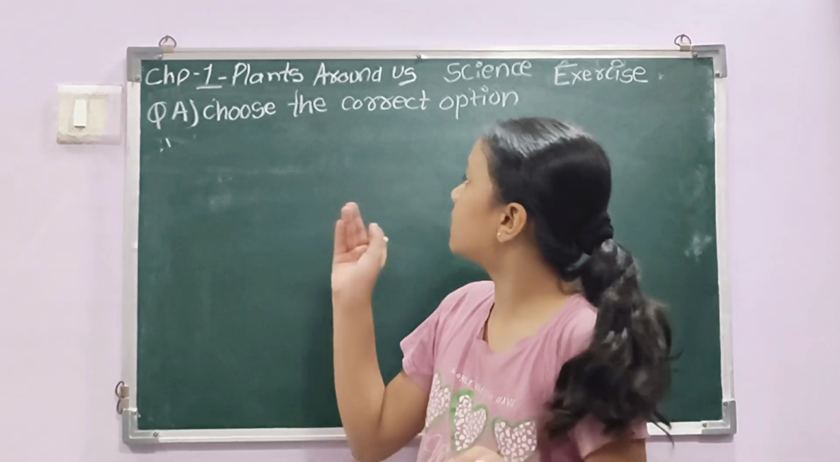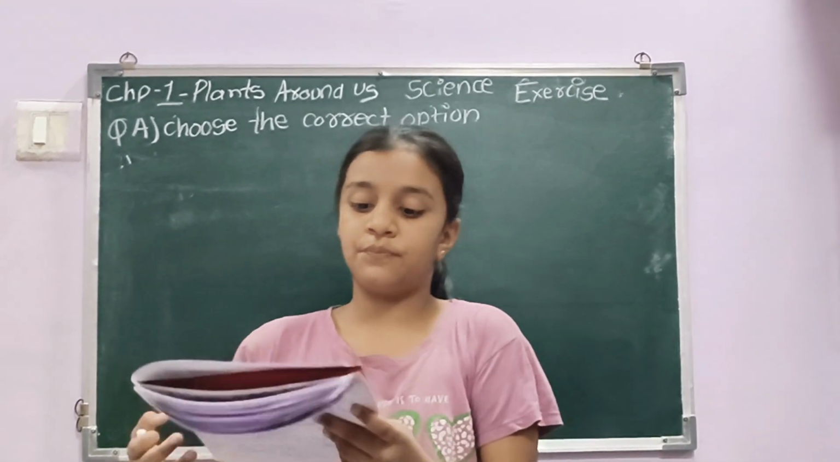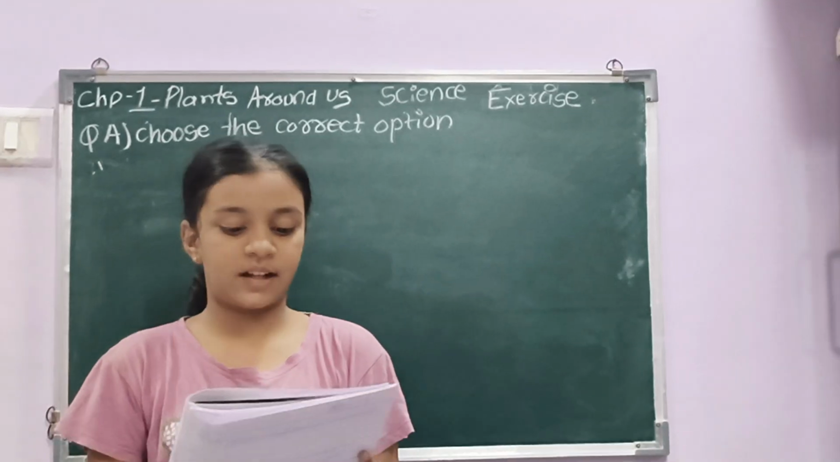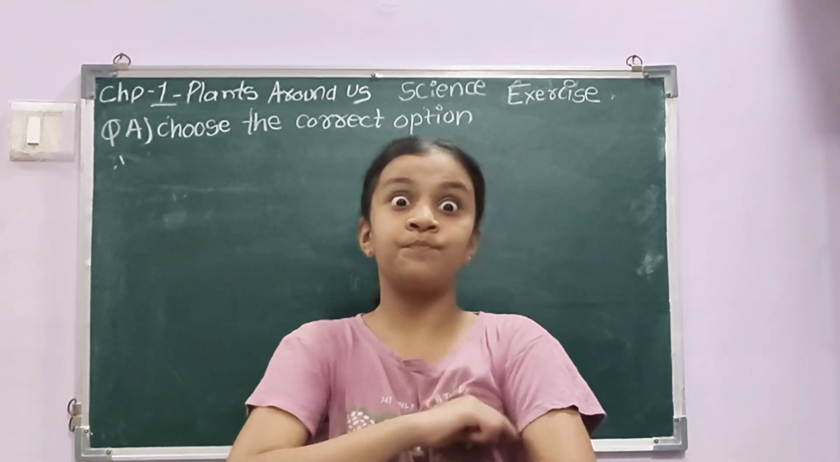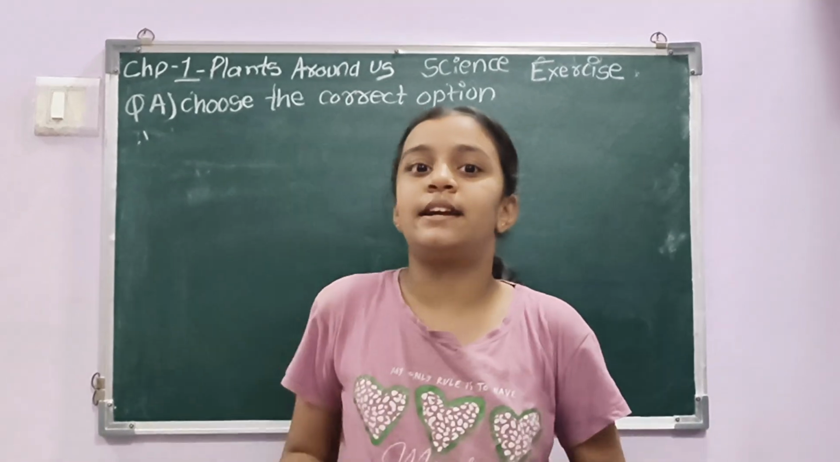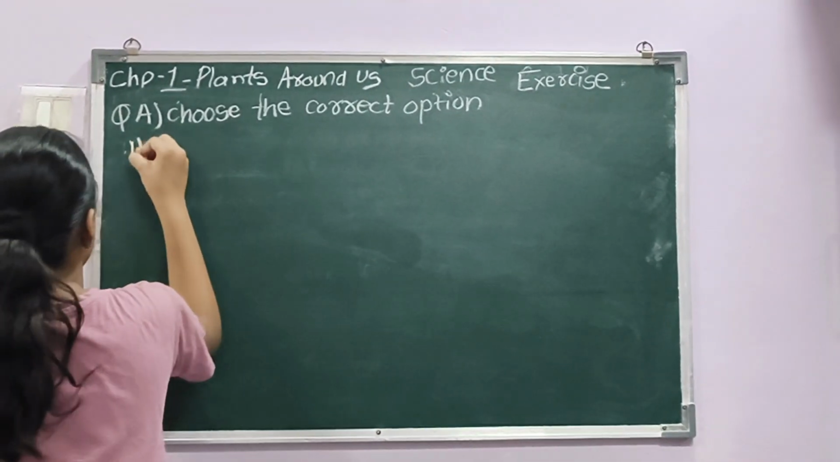So see, first question is that choose the correct option. See, now identify the part of a plant that carries both nutrients and water to the entire plant. Any guesses? Yes, stem carries it. So our first answer is stem.